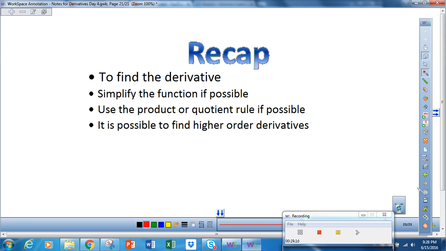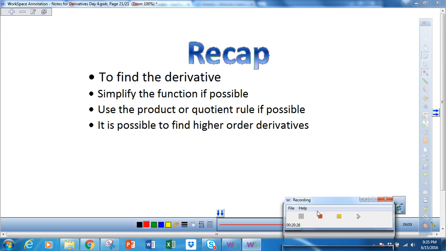Okay, that's it. So we want to find the derivative by using product and quotient rule, and then take higher order derivatives. That's what you should have gotten out of this video, and I hope you did.